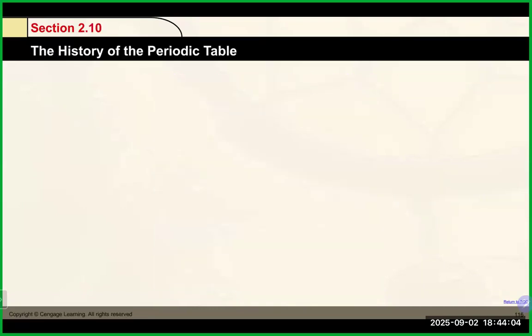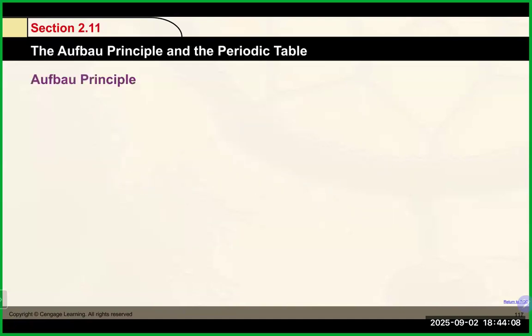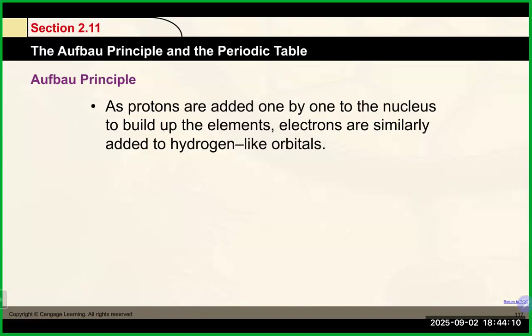All right. We're going to talk a little bit about the periodic table. Before we get there, I'm going to talk about a couple other things first. And the Aufbau principle is another principle that we were following that ties in here.